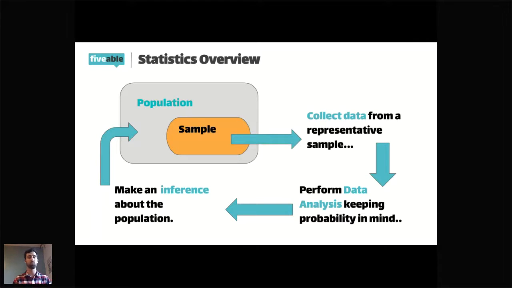So statistics is used in pretty much every field, especially moving forward in this whole data mining generation that we're getting into. So we're seeing a lot of data scientists pop up. Statistics is kind of the foundation of that.